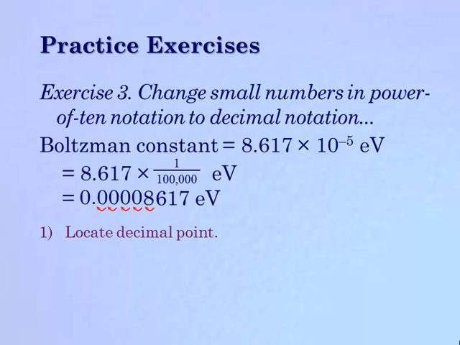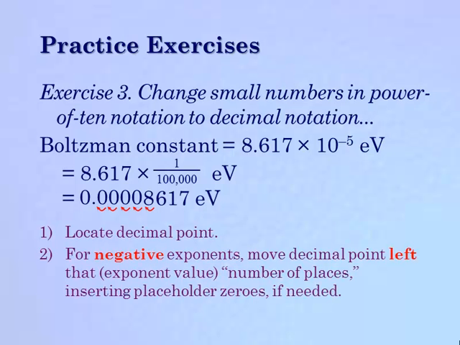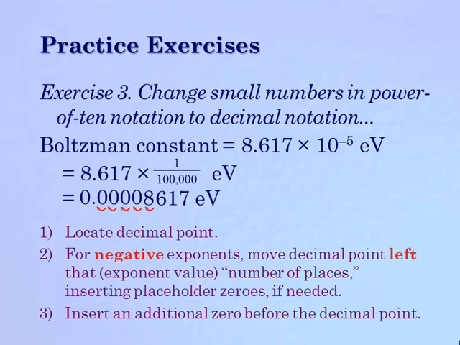In summary, we're going to locate the decimal point, move the decimal point to the left the number of places of that exponent, inserting placeholder zeros if needed, and insert an additional 0 before the decimal point so that when we read it, we say 0.00008617 electron volts.